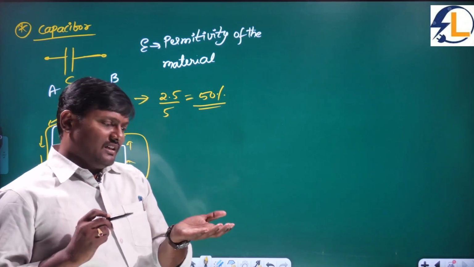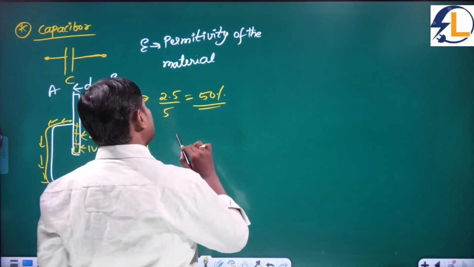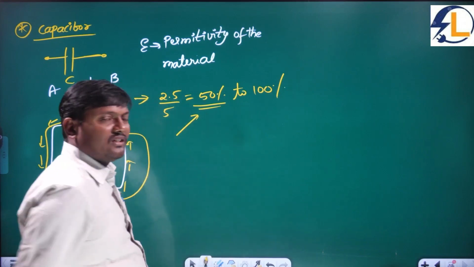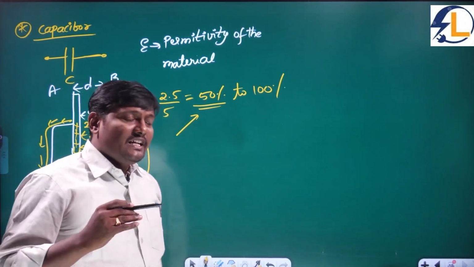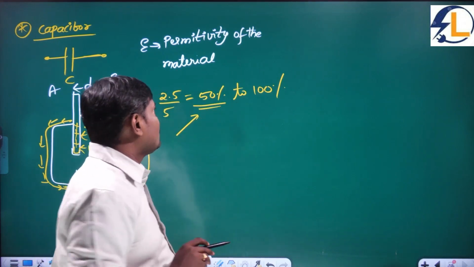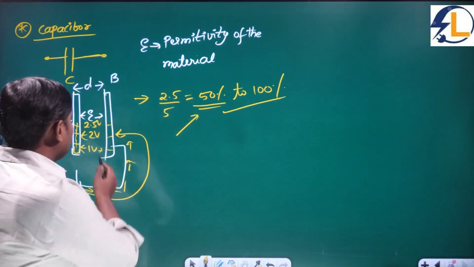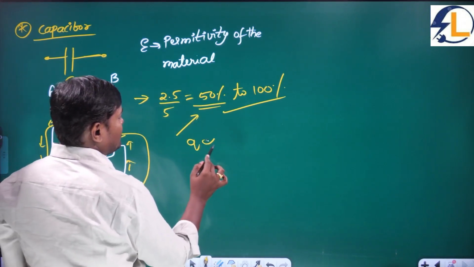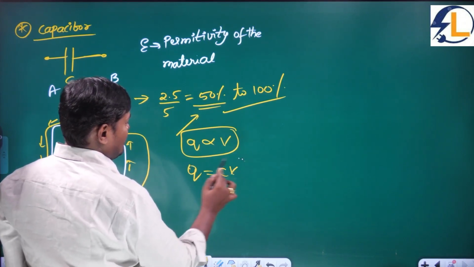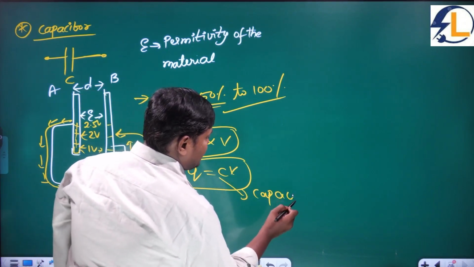cut the call and replug the charger. Will it charge from 50% directly to 100%, yes or no? It will not go directly to 100%. It will slowly charge, 1%, 2%, 3%, 4%, like that. This charge formation is directly proportional to V, where Q is equal to CV, and C is the capacitance of the capacitor.